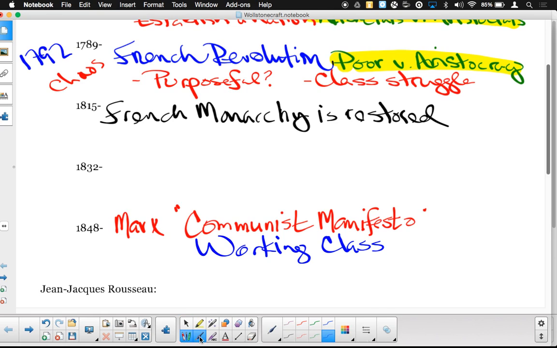1832, this is the $15,000 bonus question. This one deals with Great Britain and the Great Reform Act. Not to be confused with the Reform Act, because this is the Great one. What a dumb name. Anyone know what the Great Reform Act does?